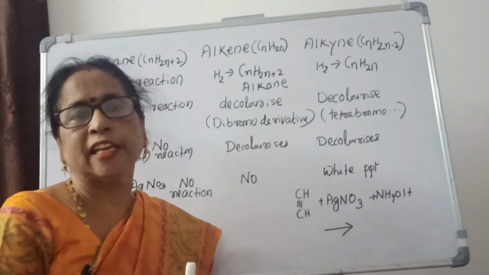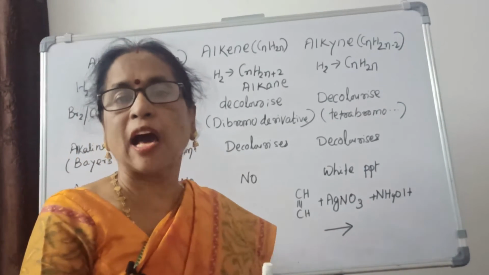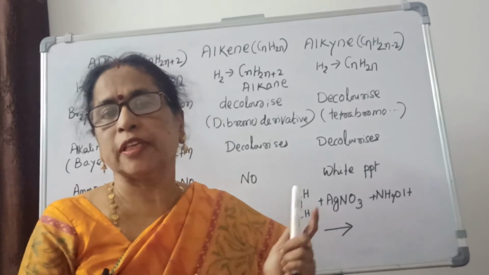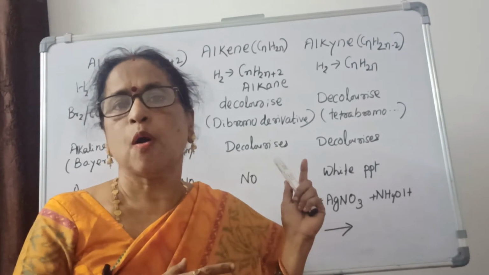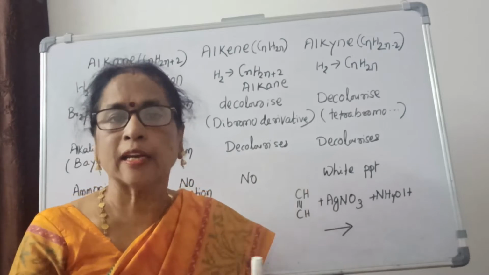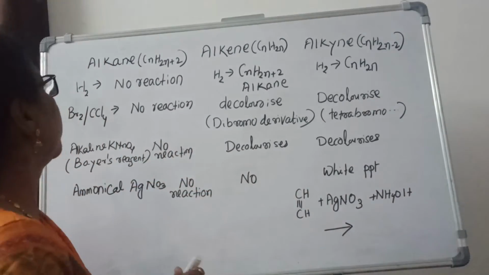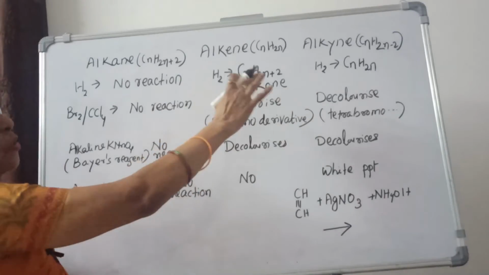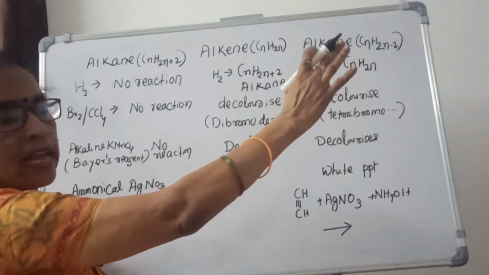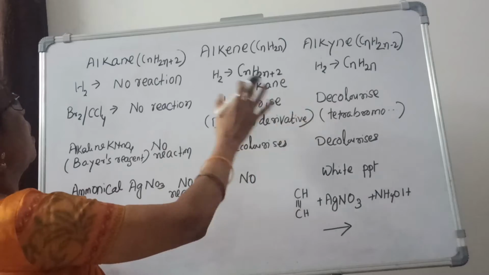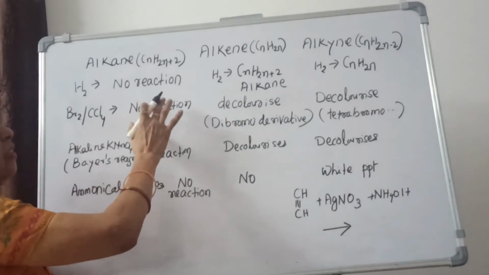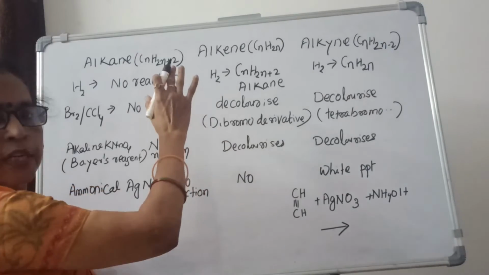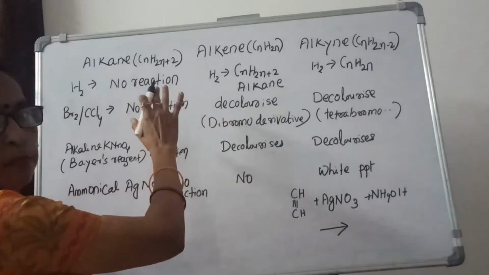Now you can see here some chemical reactions of alkane, alkene and alkyne, where we can distinguish between the three hydrocarbons, that is alkane, alkene, alkyne. Now see, alkane is CnH2n+2, alkene is CnH2n, and alkyne is CnH2n-2. And now hydrogen: here no reaction because there is no double or triple bond, all are single bonds.